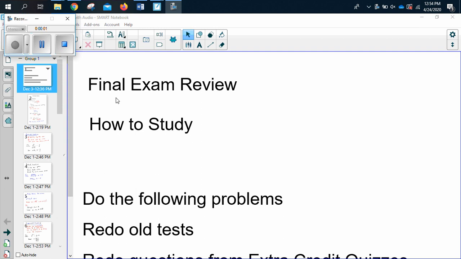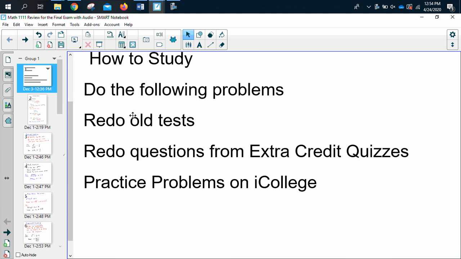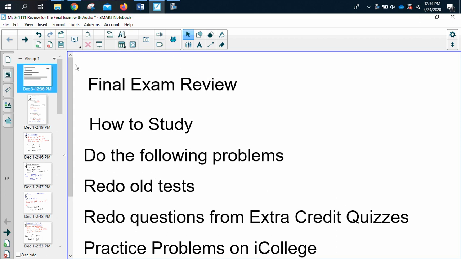Class, I'd like to cover your final exam review, and first, some suggestions on how to study. Do the problems that are in this document. Redo problems from the old test. Redo questions from extra credit quizzes and practice problems on iCollege. If you look in iCollege, under your assessments, under quizzes, there is a final exam review practice problems. So that would be really good too, and it has the answers. So there's a lot you could do to study for the final exam.